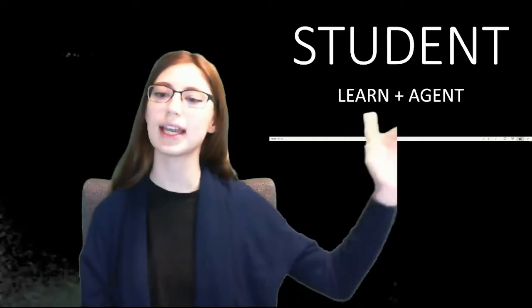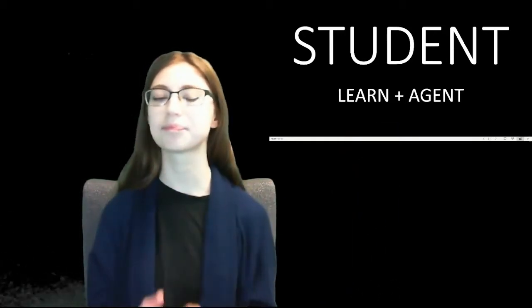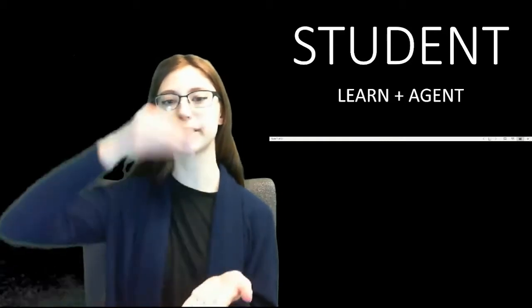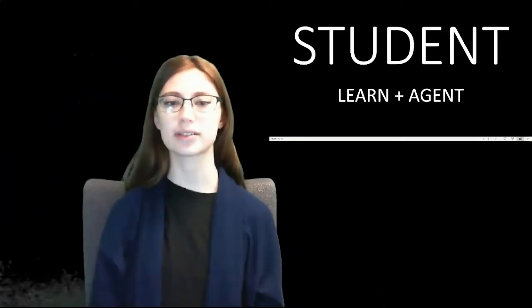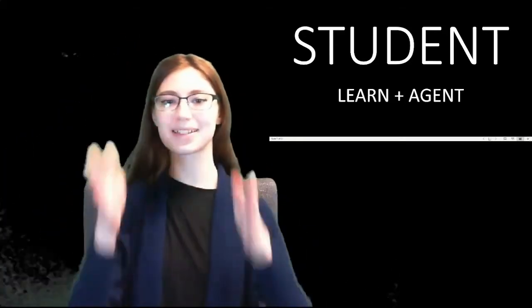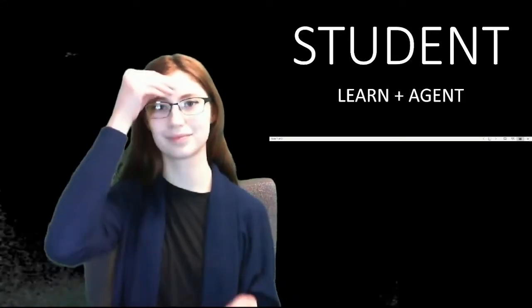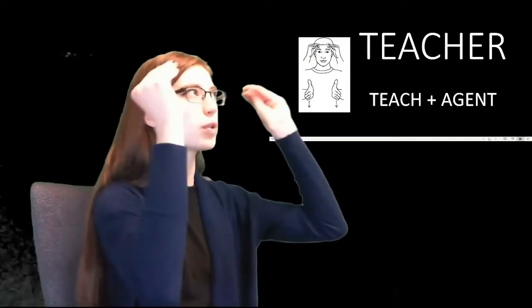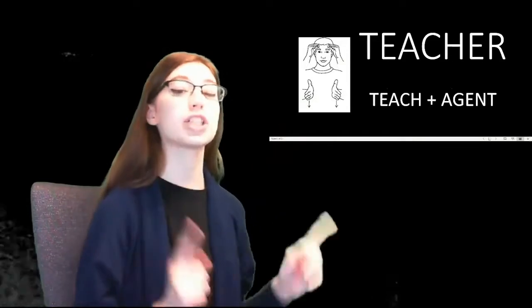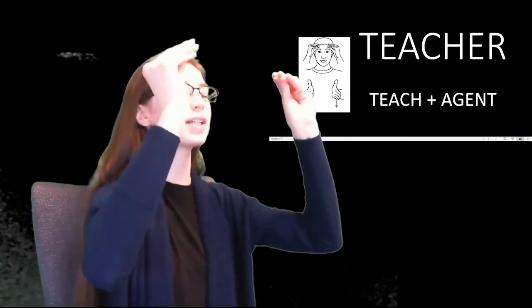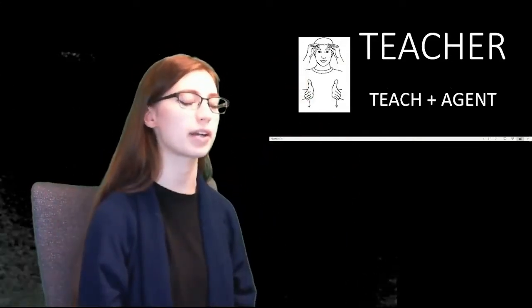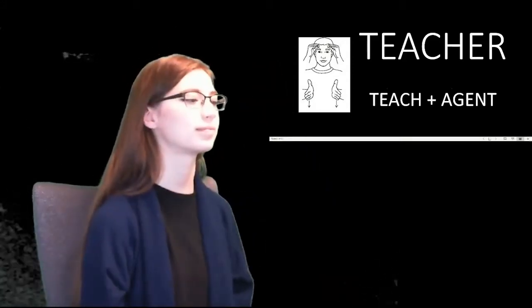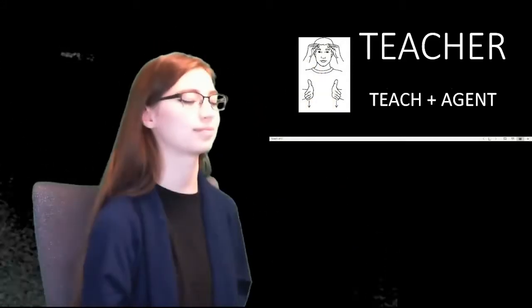All right, here we have student, which you see is learn, and the agent marker put together. So we're going to do learn, and then agent. Student. Teacher. So usually for the sign teach, you do move it in that double motion. For teacher, you just go out once and then down into the agent marker. Teacher.